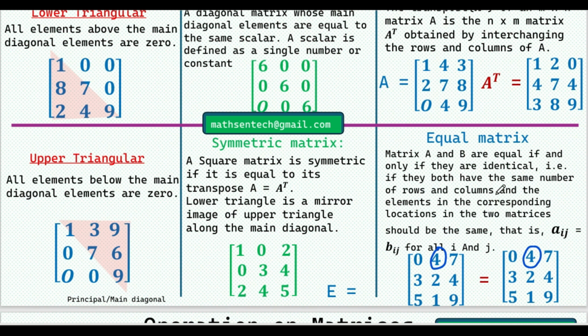So if you do that for all the other elements, you'll find that they are the same. For every corresponding position, we have similar elements. That's the only time we say that the matrices are equal. All right. So I hope that has sunk in.